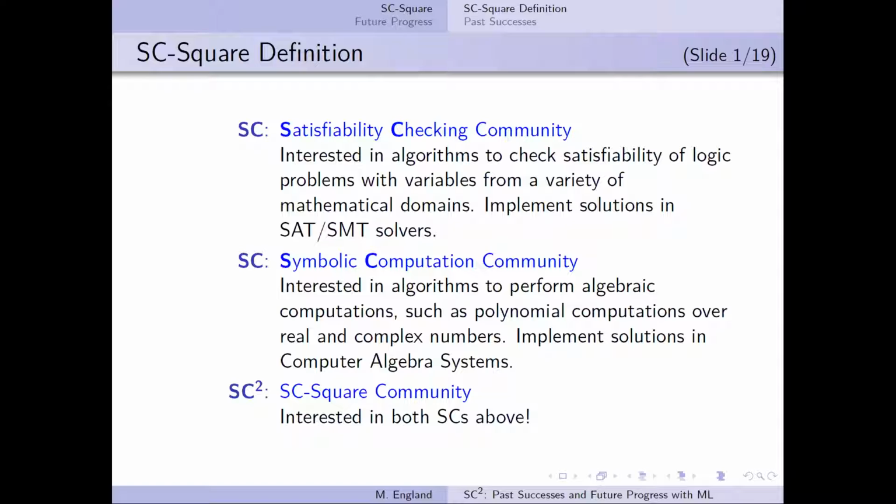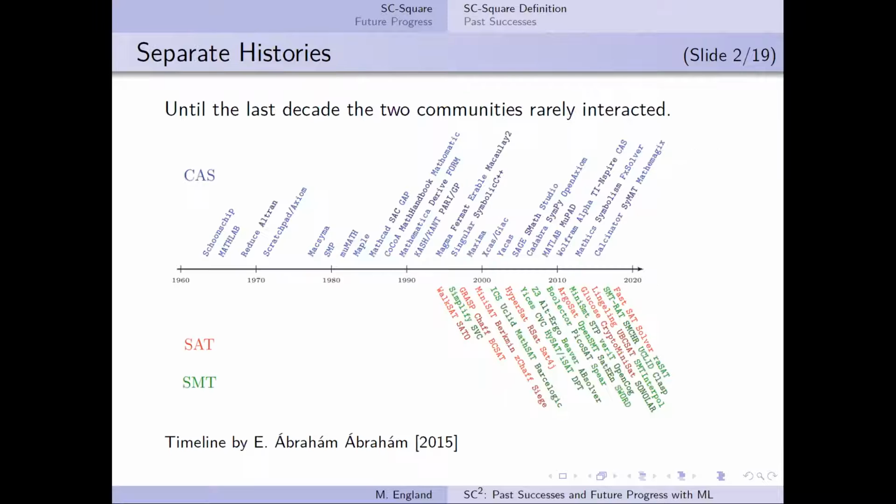And then the other SC is the Symbolic Computation community, who are another group of computer scientists and mathematicians who are interested in algorithms to perform algebraic computations, such as polynomial computations, for example. And they tend to historically implement their work in computer algebra systems. And so the SCSquared community is people who are interested in both of these SCs, which hopefully includes all of the people listening to this.